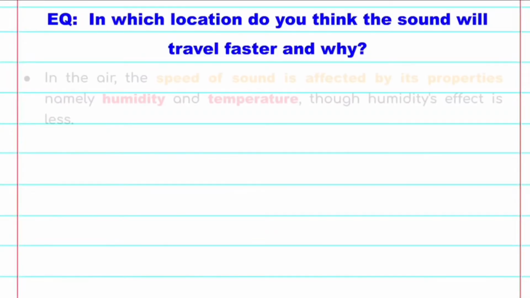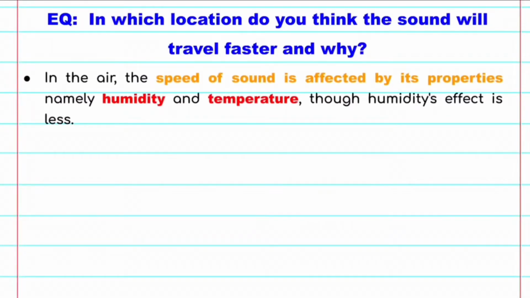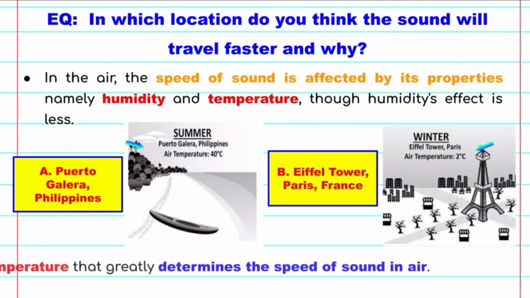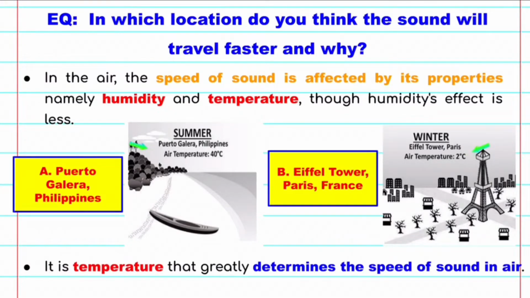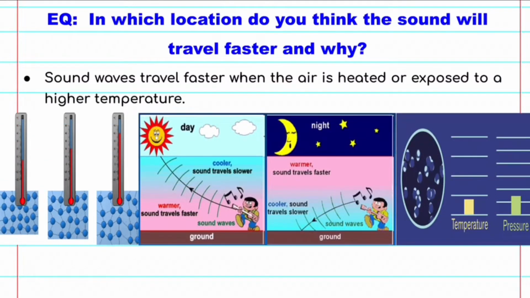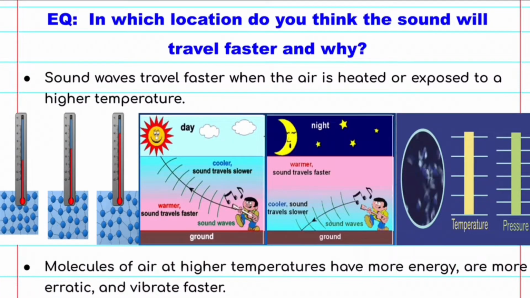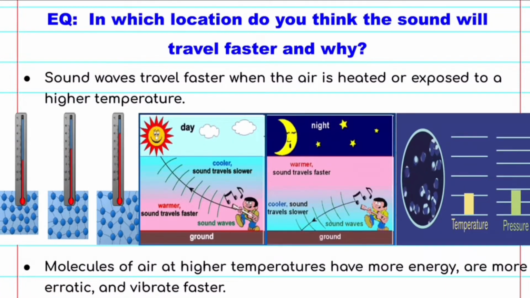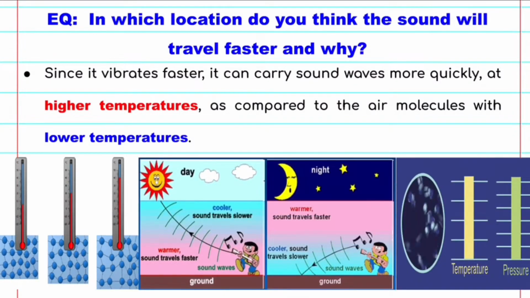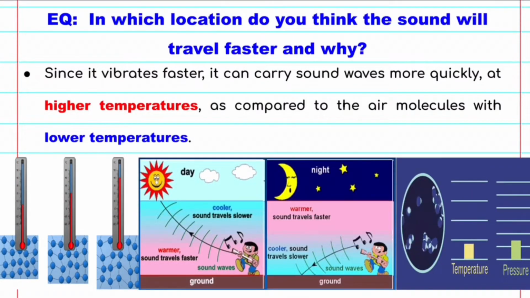In the air, the speed of sound is affected by its properties, namely humidity and temperature, though humidity's effect is less. It is temperature that greatly determines the speed of sound in air. Sound waves travel faster when the air is heated or exposed to a higher temperature. Molecules at higher temperatures have more energy, are more erratic, and vibrate faster. Since they vibrate faster, they can carry sound waves more quickly at higher temperatures as compared to the air molecules with lower temperatures.